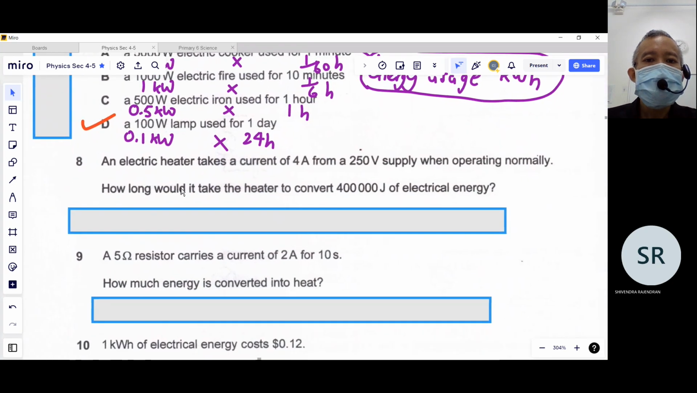Okay, number 8. Current 4 ampere, voltage 250. By the way, 250 is the correct voltage. All your normal sockets are 250 volts. How long would it take to convert 400,000 joules of electrical energy? Of course, make sure you know, in this case, it's converted to heat energy. Joey, your answer?